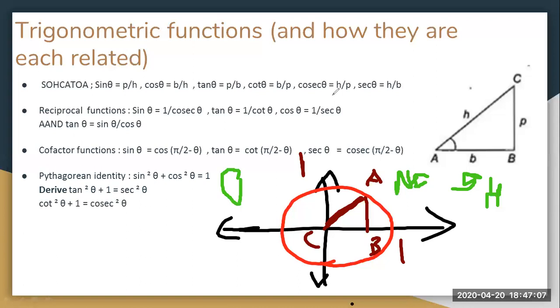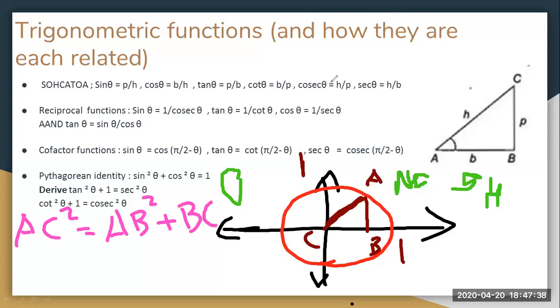Okay, so let's restate the Pythagorean theorem in terms of side lengths. Can you tell me the Pythagorean theorem? Hypotenuse square is equal to base square plus perpendicular square. In terms of AC, AC square is equal to AB square plus BC square.